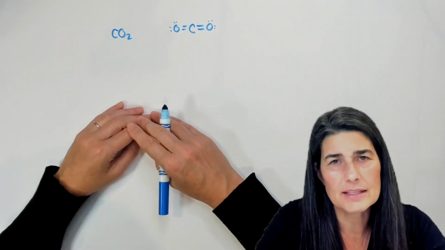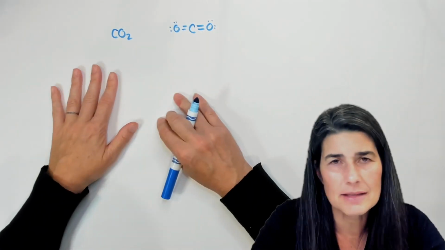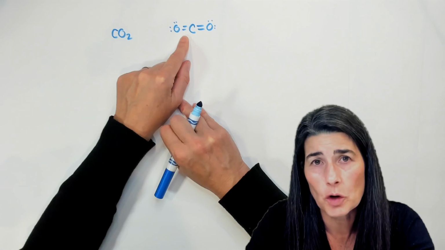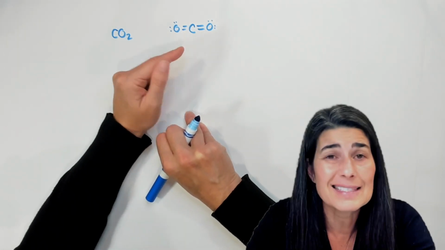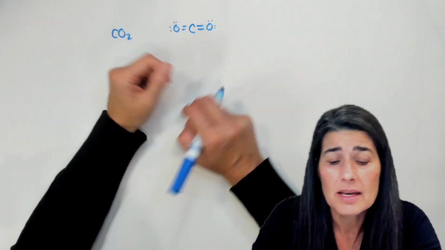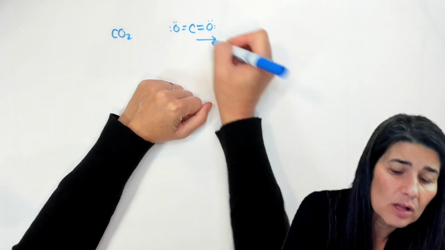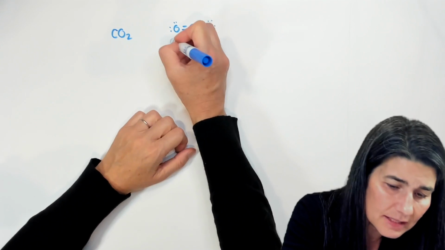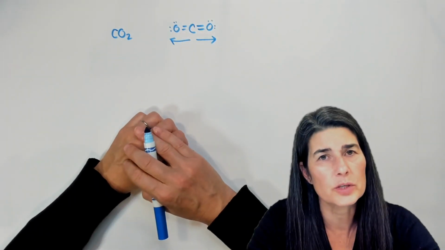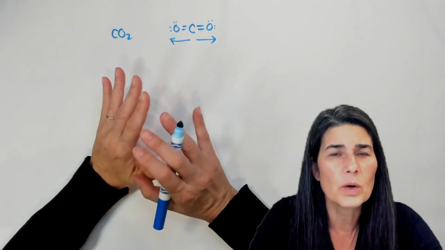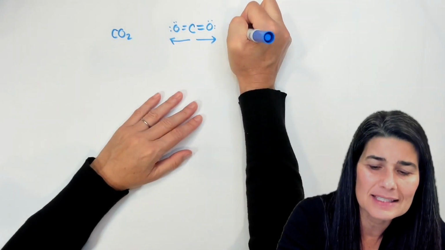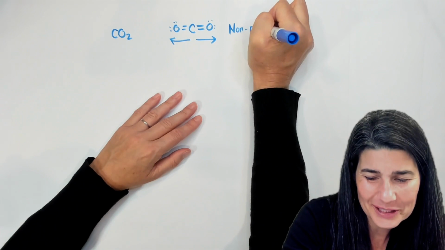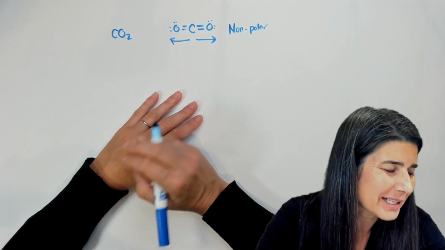Now, some people think that's 4 domains around carbon. It's not. A double bond is 1 domain. Another double bond is 1 domain. 2 domains. This is a linear molecule. So oxygen is going to pull electrons towards it. This oxygen is going to pull electrons towards it just as hard. There will be no winner. This is a symmetric molecule, so it is non-polar. All right, 3 more.